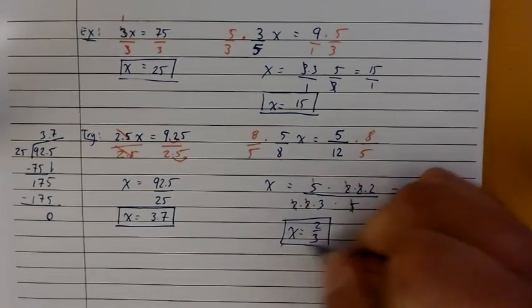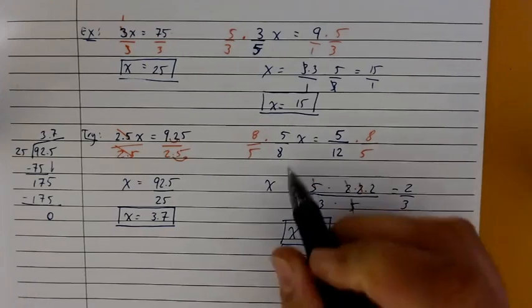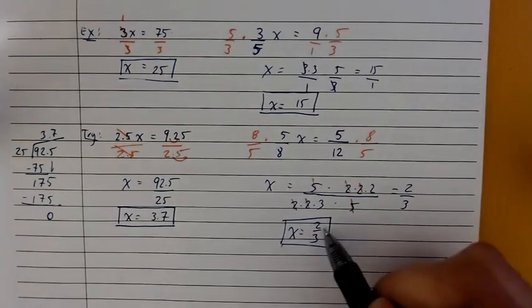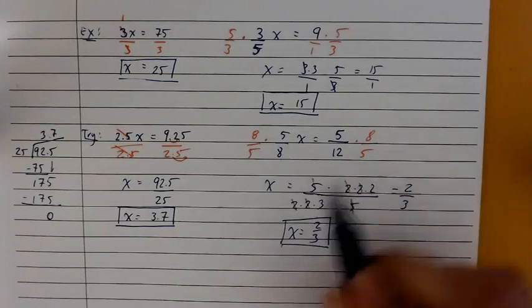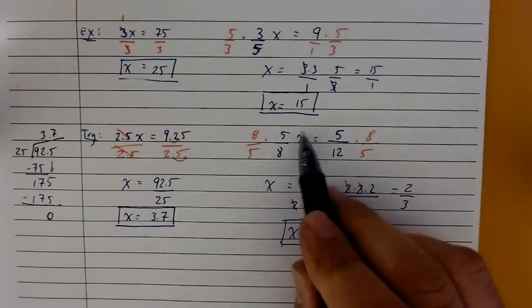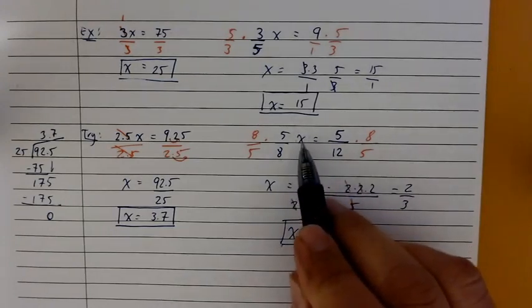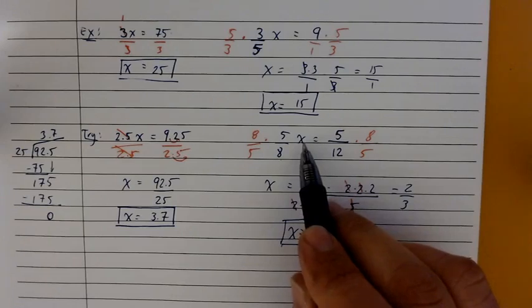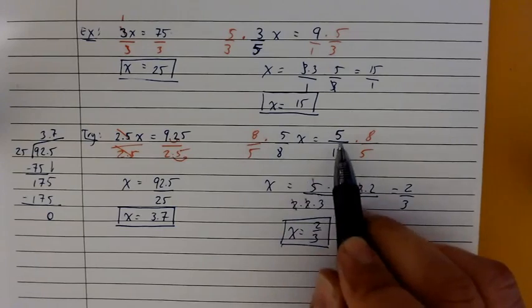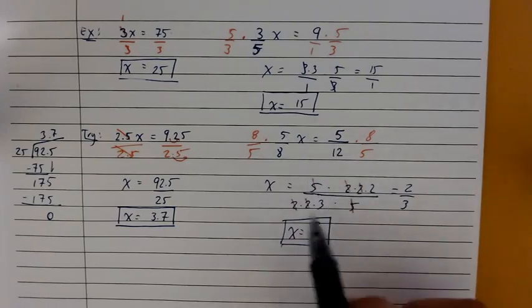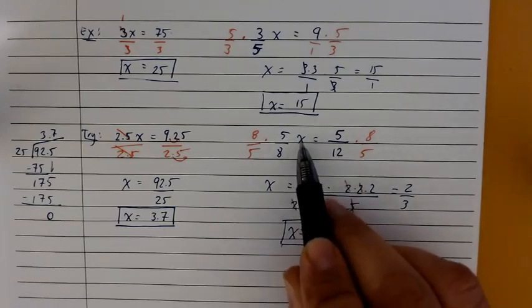And remember the language for that. A solution is a number that, if substituted in for the variable, makes this statement true. Here I could plug in any number I wanted. I could say x is equal to 9. I could say x is equal to negative 17. I could say x is equal to anything. But if I multiplied those numbers by 5/8, I would not get 5/12. But 2/3 is the correct number to use.